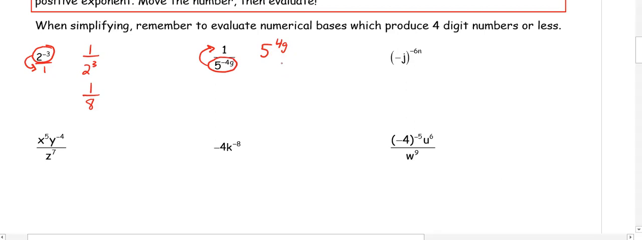The next one, parentheses, negative j to the negative 6n exponent. Remember, when we are moving, we're only making exponents positive or negative. So the negative j is going to stay negative j, and it's going to move to the denominator. So we have parentheses negative j to the positive 6n. Nothing was left in the numerator, so we have to put a 1 so that we show it is a fraction in the denominator there.